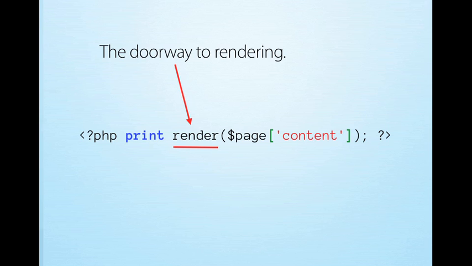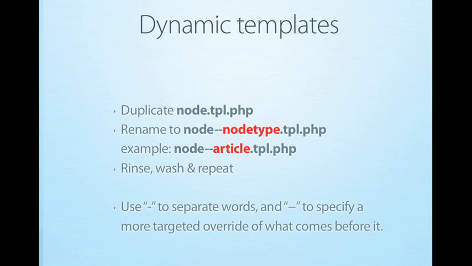Another thing that we'll talk about is the use of dynamic template files inside of Drupal. This is a really powerful system that allows you to do something like, say, take the node template file, which is responsible for printing out all of the nodes on your site, and say that for any node of the type article, I'd like to use a different template file.